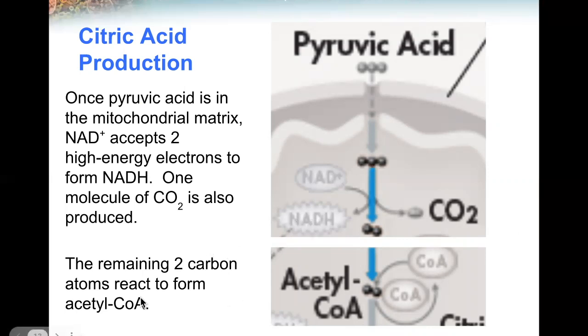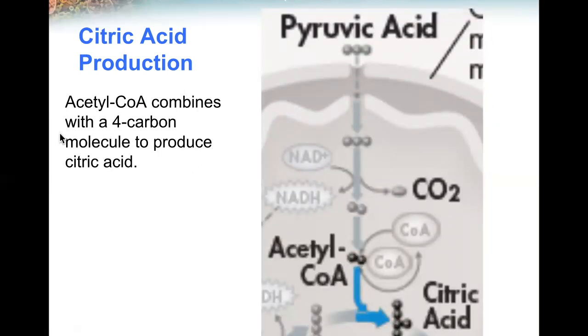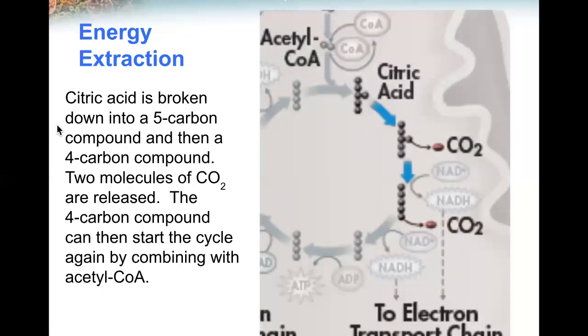The remaining 2 carbon atoms react to form acetyl-CoA. Acetyl-CoA combines with a 4-carbon molecule to produce citric acid. This is the 4-carbon molecule, and it produces citric acid. Citric acid is broken down into a 5-carbon compound and then a 4-carbon compound. The 2 molecules of carbon dioxide are released. The 4-carbon compound can then start the cycle again by combining with acetyl-CoA. So this 4-carbon compound runs around the circle again.